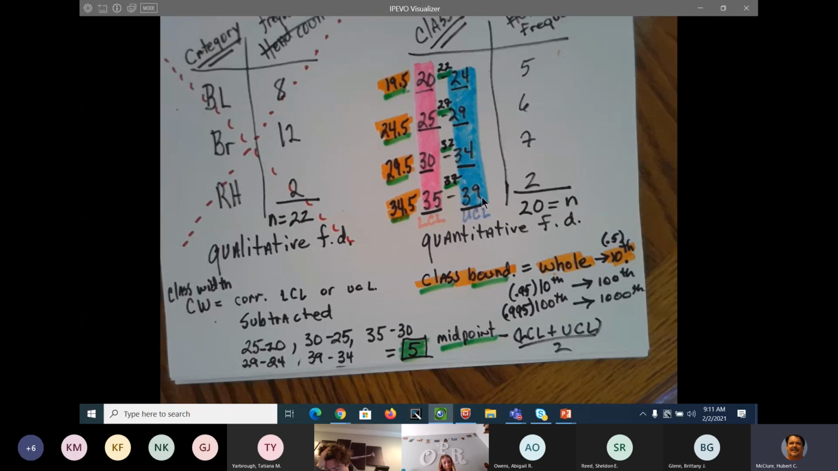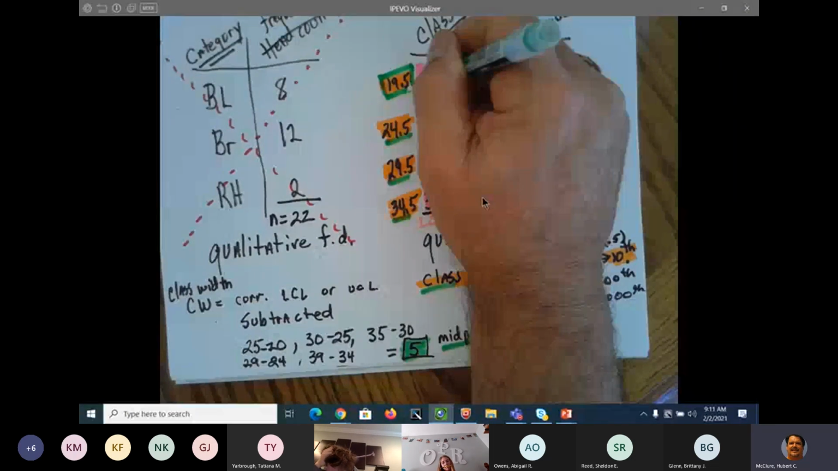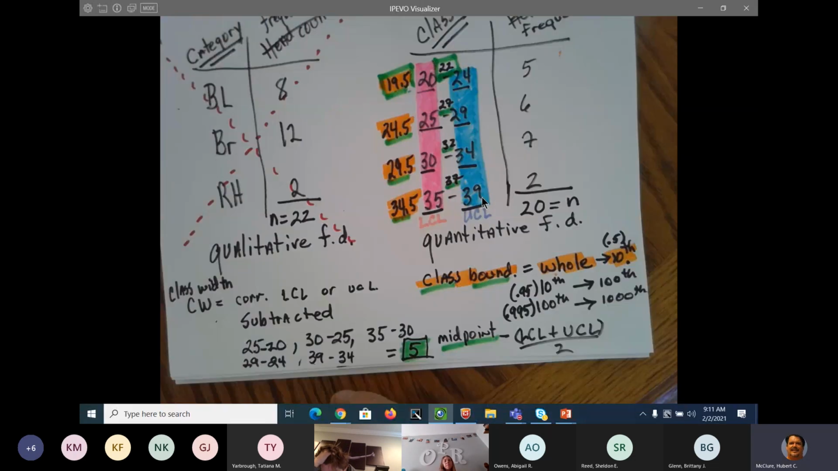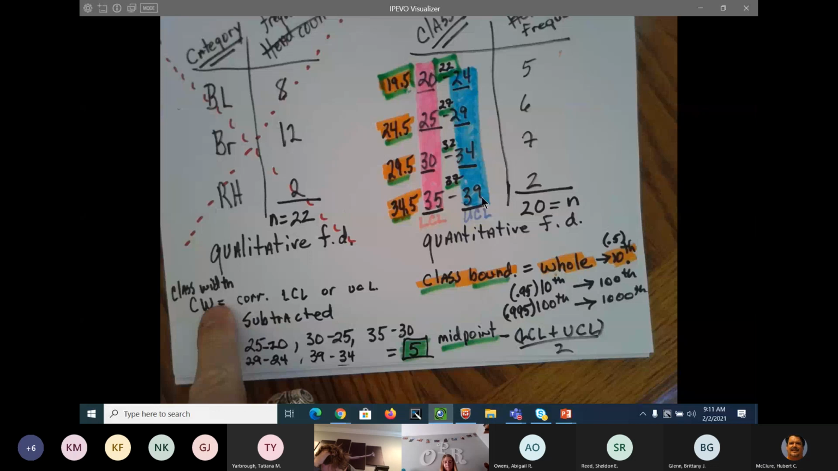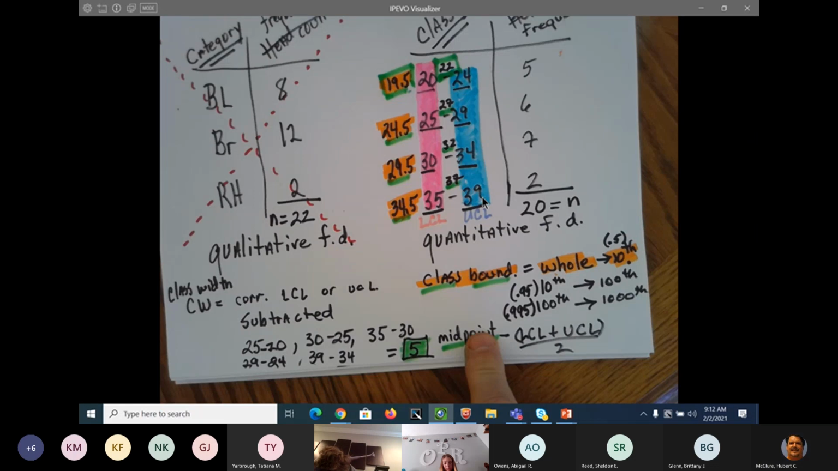Once you find the first one, all you have to do is add 5 to it and keep going. So, without adding another column, you should be able to find n. You should be able to find the class width. You should be able to find the class boundaries. And you should be able to find the midpoints.